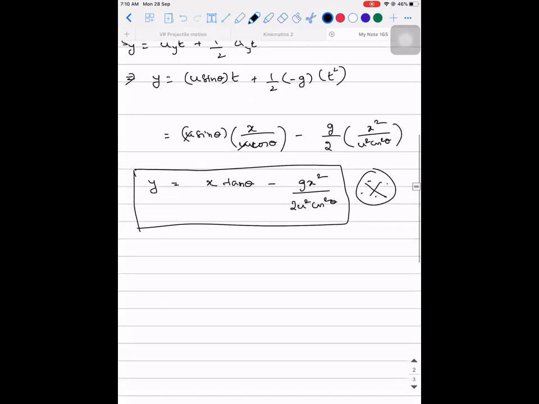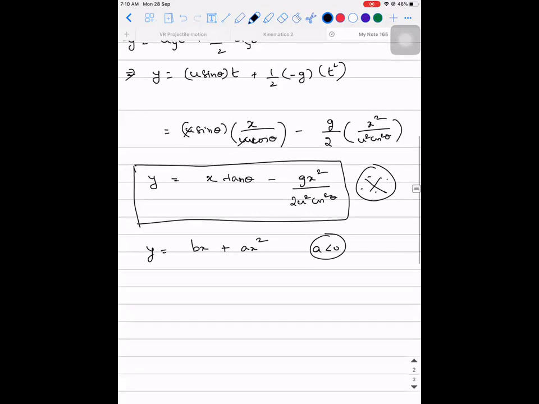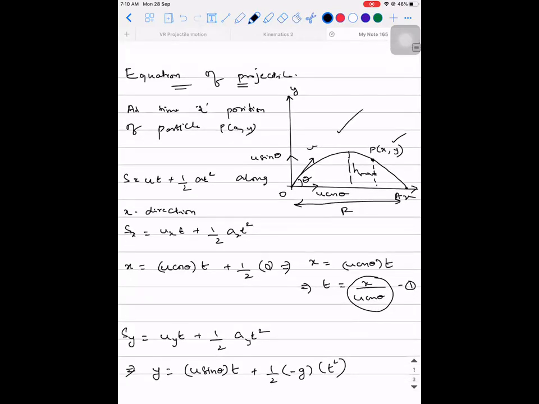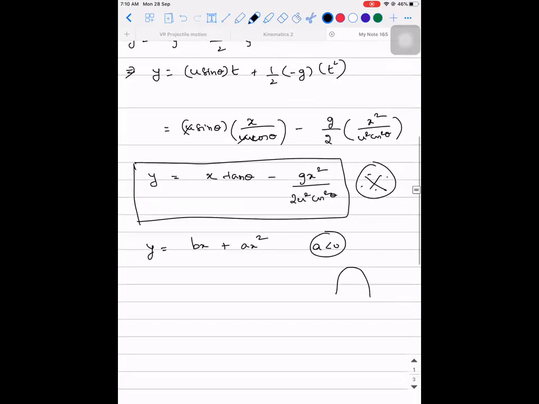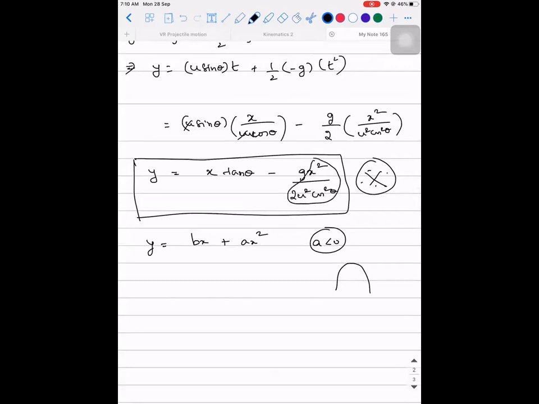If you observe, this is of the form y equals bx plus ax square, where a is less than 0. Recollect the concept from your 10th standard. If you have a quadratic equation in x, and the coefficient of x square is less than 0, what is the shape of it? Downward parabola. That is the reason why projectile motion is also a downward parabola. Here the coefficient of x square is negative. Got it? So make a note of this point.